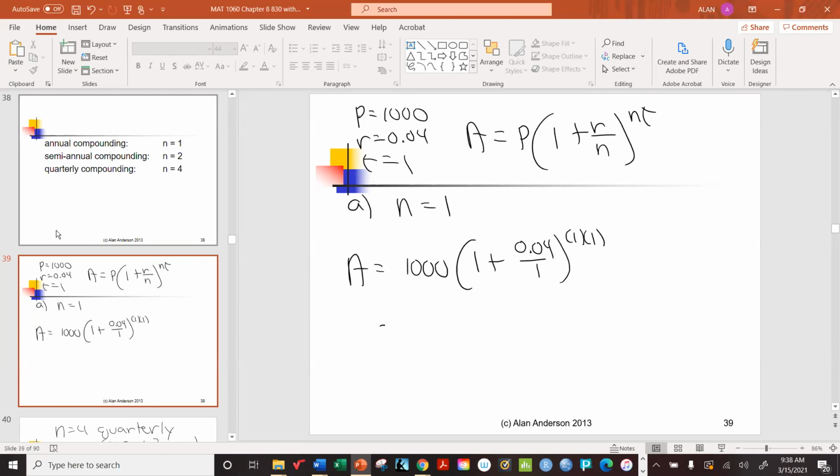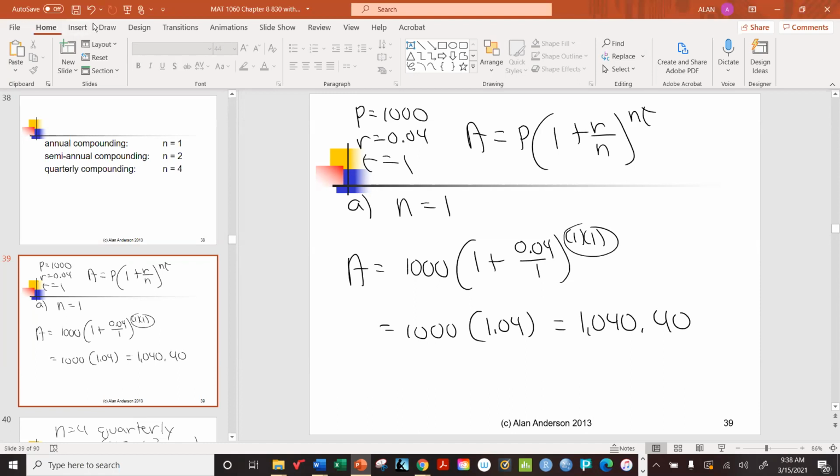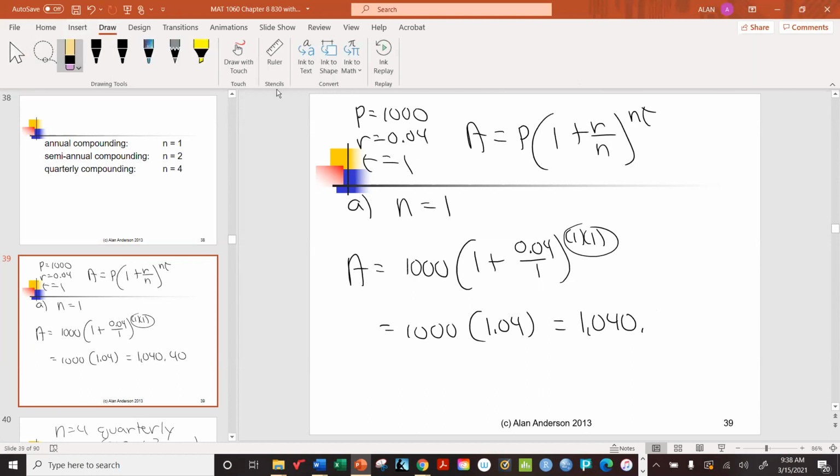So this one is especially easy because all we have here is actually 1.04. The exponent here is 1. So this one is especially simple. Sorry, it's $1,040 even. But of course you would expect that with the annual compounding. It's really simple. And this is exactly what we had earlier.